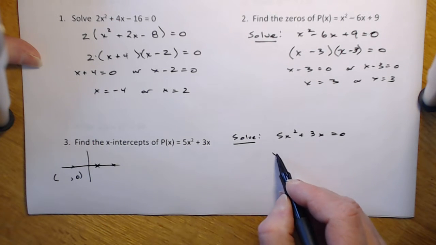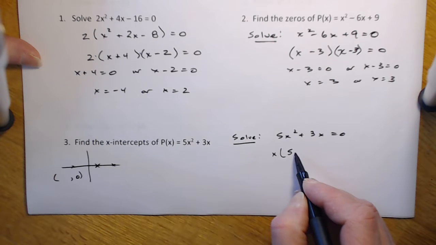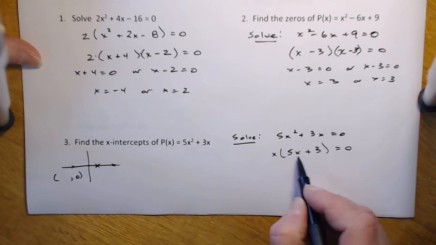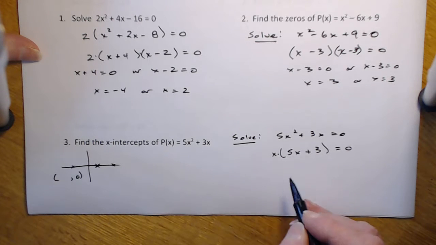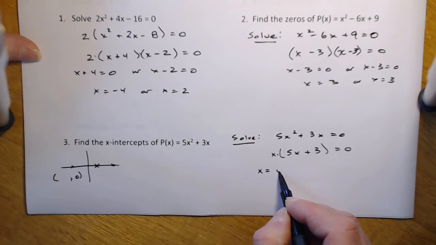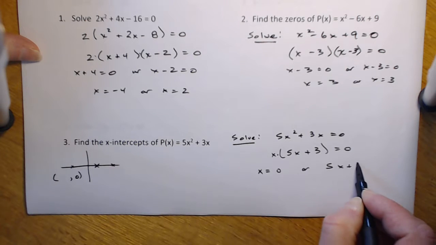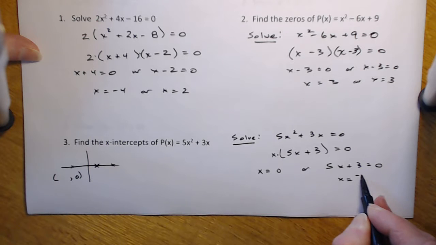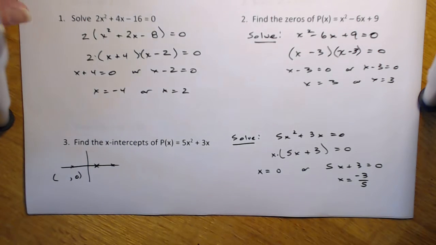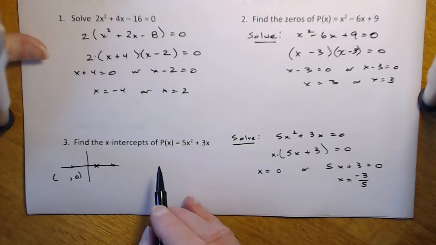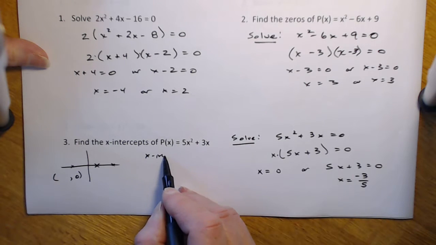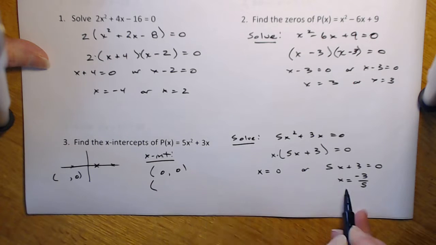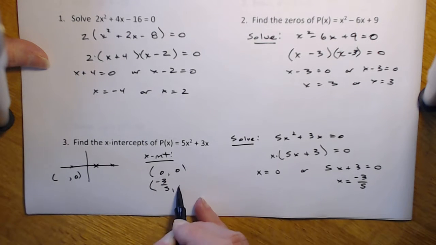So again, we factor, take out an x here, the GCF is x, so we have 5x plus 3. They're both linear terms, so we're good to go. Either the x is 0 or the 5x plus 3 is 0. This one's done. This would be x equal to negative 3/5. So again, two zeros there. Sometimes for x-intercepts, we like to write them as points. So maybe you could say 0, 0. And the other one we found was negative 3/5, 0.